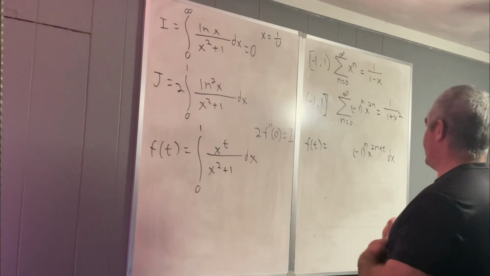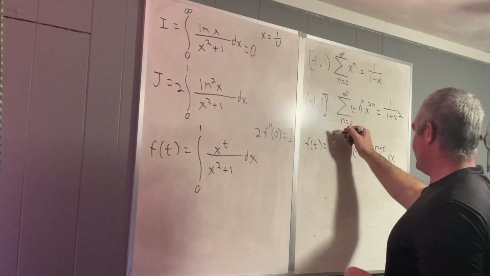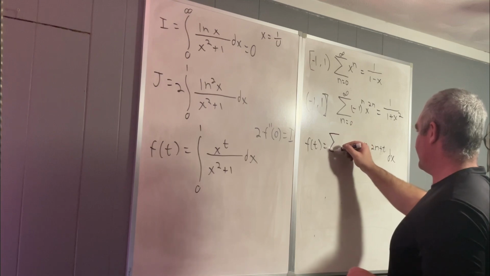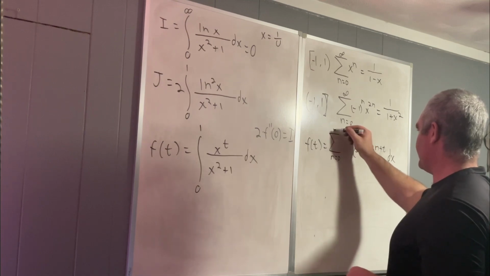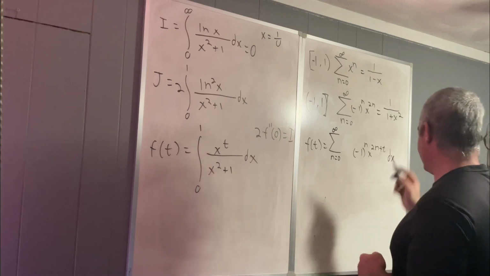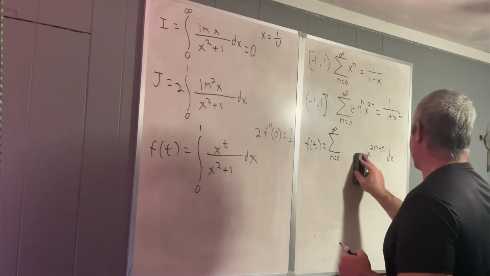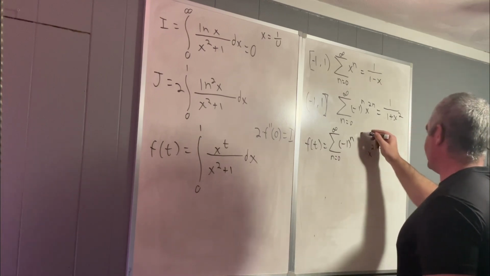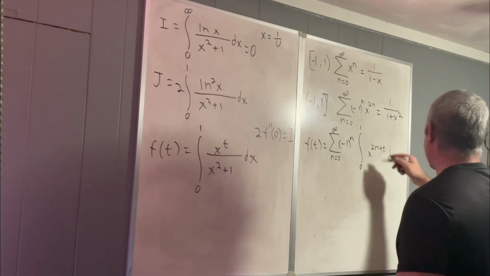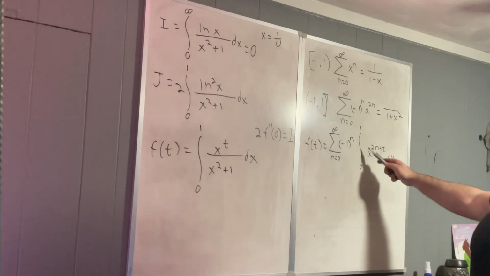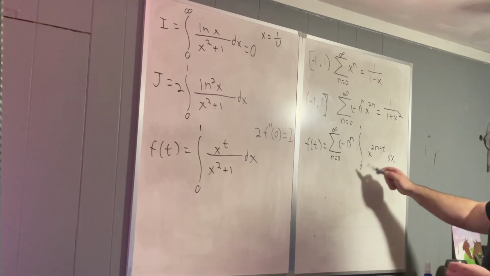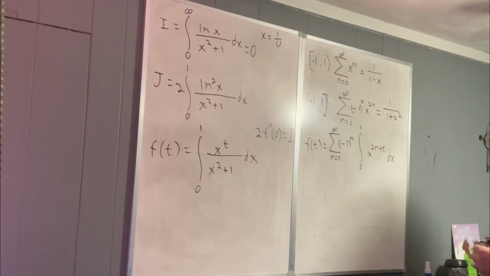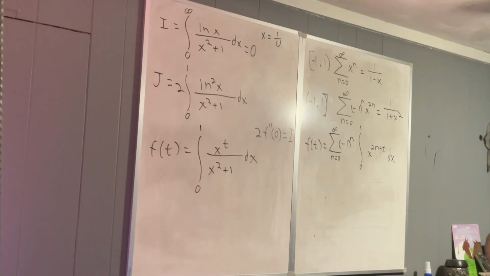So that would actually be the sum from n equals 0 to infinity times the integral, but you know what, I'm going to go ahead and bring this -1 to the n out here first, then integrate this from 0 to 1 dx. All right, the integral from 0 to 1 of x to the 2n plus t dx is just going to be x to the 2n plus t plus 1 over 2n plus t plus 1 evaluated from 0 to 1.